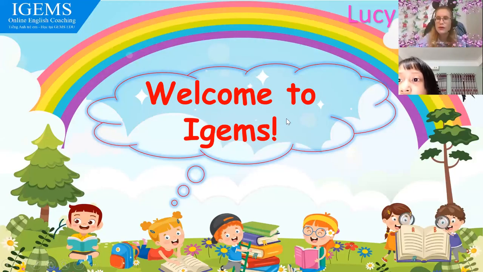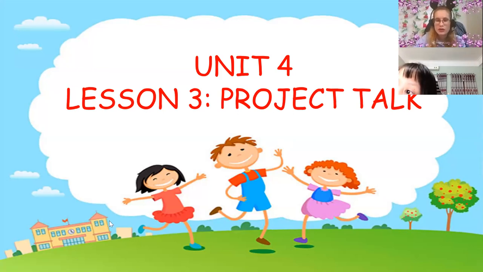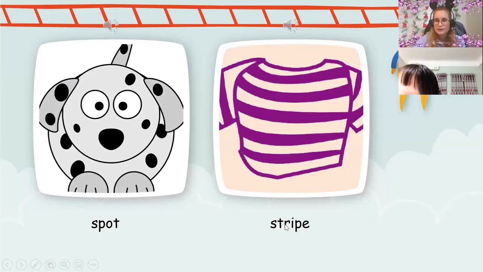Let's go, go, go. Unit four, lesson two. Spot. Spot. Stripe. Right. Very good. Good job.